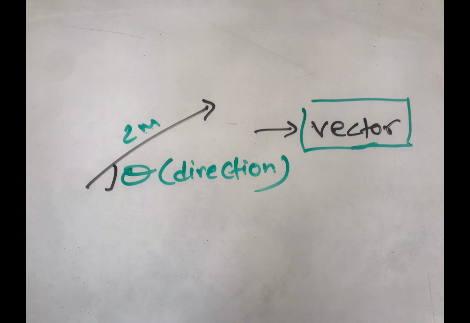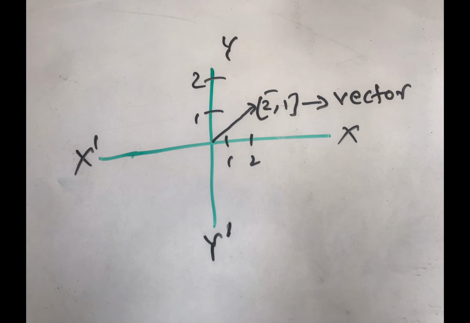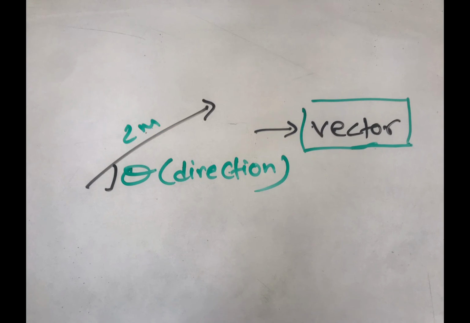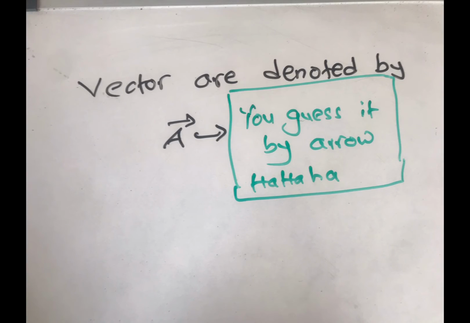Let's put the arrow in an xy coordinate. That arrow gives 2, 1, which is a vector. Can you guess how a vector is denoted? You guessed it right. It is denoted by an arrow.